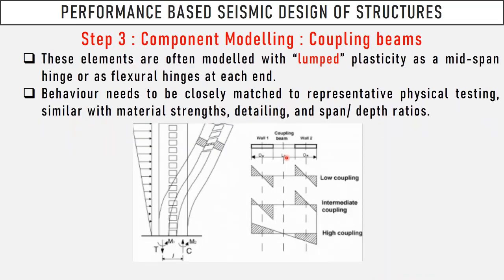Again, one critical issue is the coupling beams. Whether you have a coupling beam, how they behave under lateral loads, and how we are going to reflect its nonlinear response. Here, often we use lumped plasticity, but of course you need to check the coupling level, whether it is low, intermediate, or high coupling, depending on the geometry and their connection. There are some rules, checkpoints.